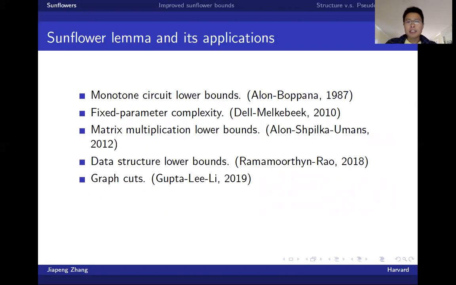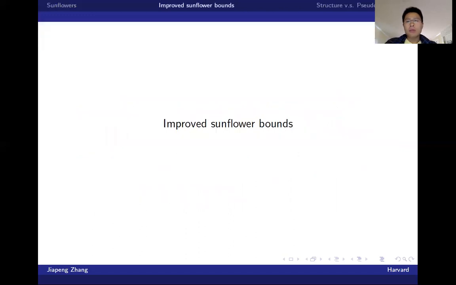And also it has applications in graph cuts, and of course, it has many applications in combinatorics because this is the original combinatorial structure. So it's a very simple and very nice structure. Okay. So yeah, then what is our result in this paper? Our main result is an improved sunflower lemma bound.